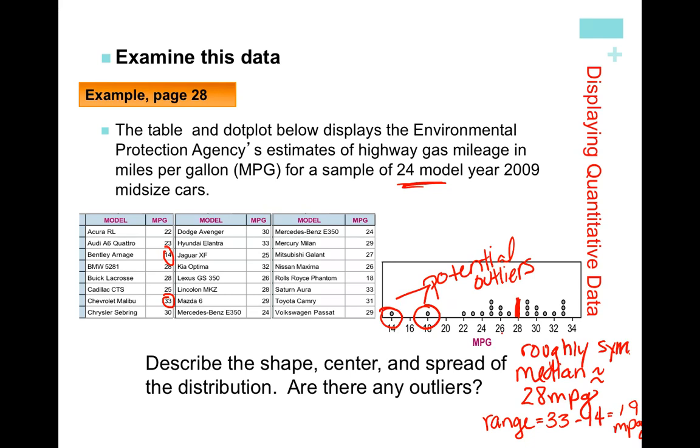So in terms of how we would write this out, if it were an AP question, for example, we want to make sure that we are talking about things in context. So we would say something like the distribution of gas mileages for 2009 midsize cars is roughly symmetric with two potential outliers, with a median of around 28 miles per gallon and an overall range of 19 miles per gallon.